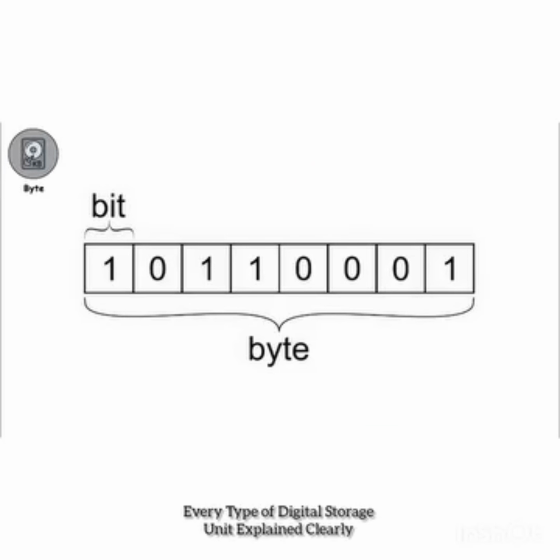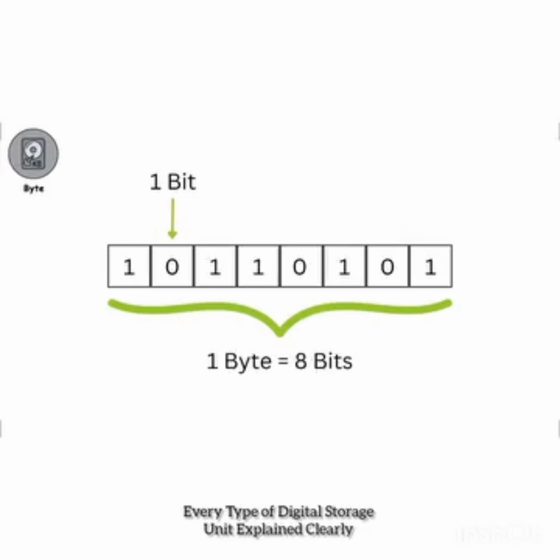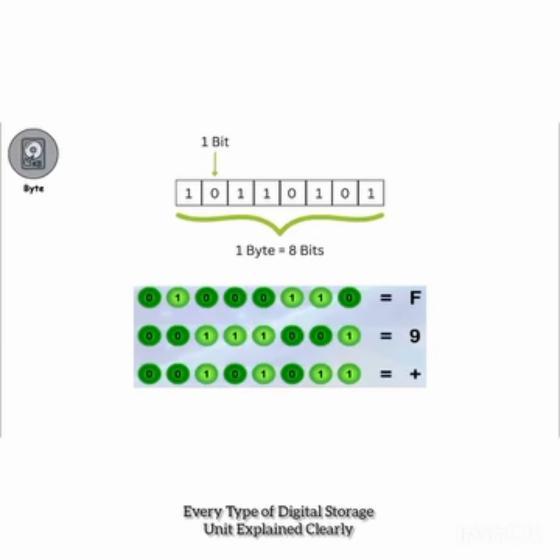Byte. A byte is the next step up from a bit and is one of the most important units in digital storage. While a single bit can only represent a 0 or a 1, a byte is made up of 8 bits working together. This combination allows a byte to store much more meaningful information. In most computer systems, 1 byte represents a single character, such as a letter, number, or symbol. For example, the letter A, the number 7, or a symbol is typically stored as 1 byte.